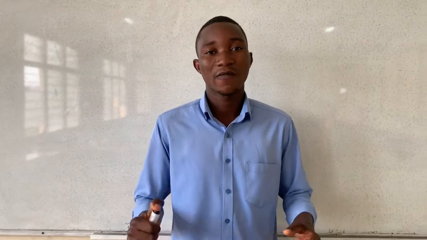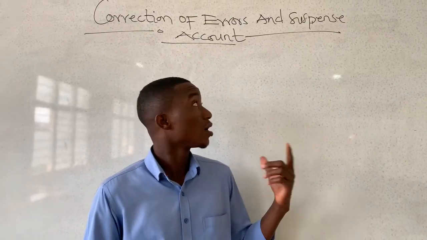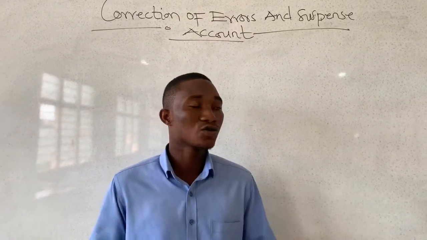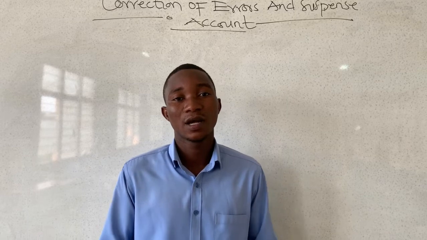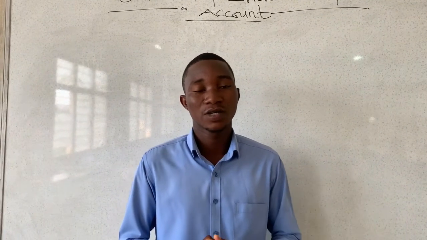Okay, so because of all these errors, it becomes prudent for us to rectify them before we prepare our final account. Is that okay? So we are going to look at the various types of errors, and then we look at how to correct them through the journal and that of the suspense account. Okay, so for today, that is basically what we are going to look at.